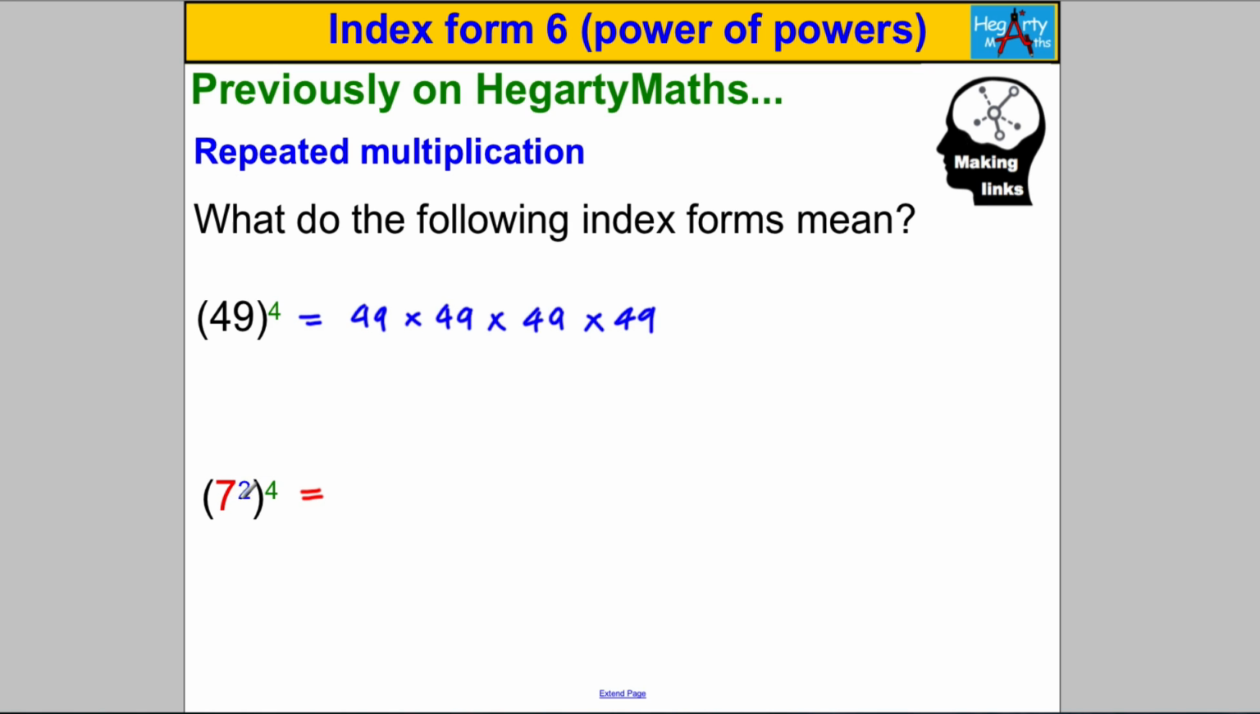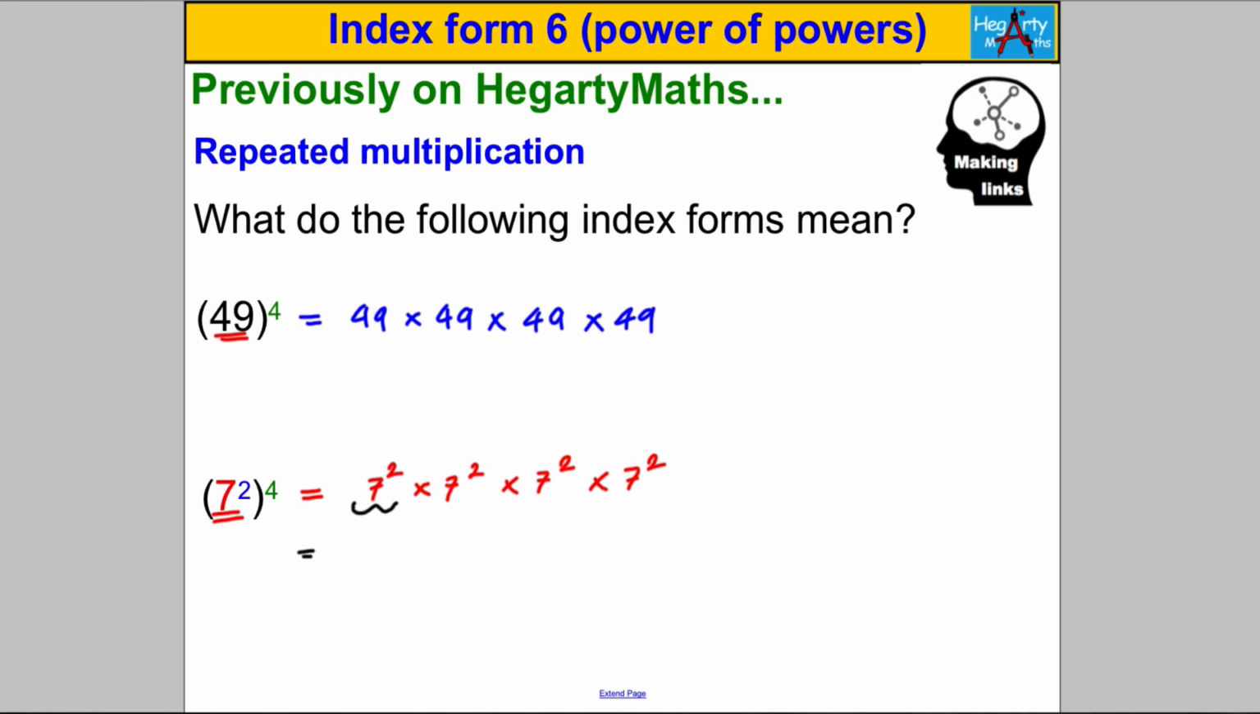What does 7 squared, which by the way is 49, I picked that number on purpose, to the power of 4 mean? Well, it must mean 7 squared multiplied by 7 squared multiplied by 7 squared multiplied by 7 squared, right? It's got to mean that. If 49 to the power of 4 means 49 multiplied by itself 4 times, 7 squared to the power of 4 must mean 7 squared multiplied by itself 4 times. But what does 7 squared actually mean?